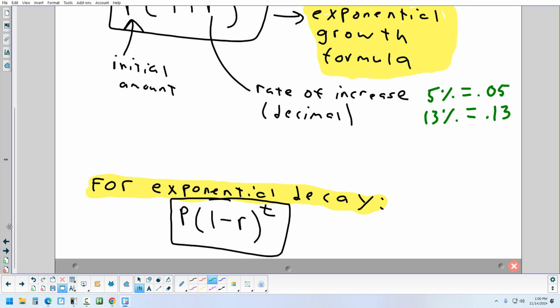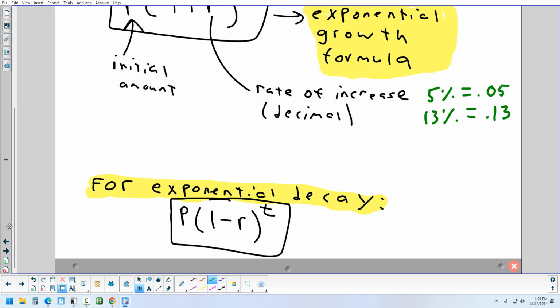Why do we need the 1 in there? Can't we just do p plus r, p minus r in parentheses with the t on top? Because if you don't put the 1 in, it's not going to calculate the growth or decay correctly. Let's say something was decaying at 10%. You wouldn't want to put 0.1 in here. You'd want 0.9, okay? Because that represents you only have 90% of what you started with if it's going down by 10%. That's why we have to subtract it from 1.